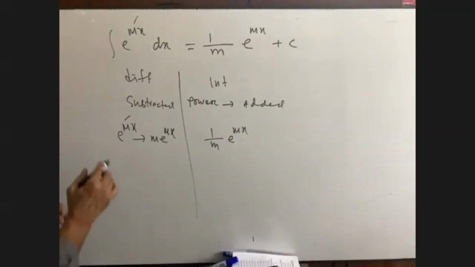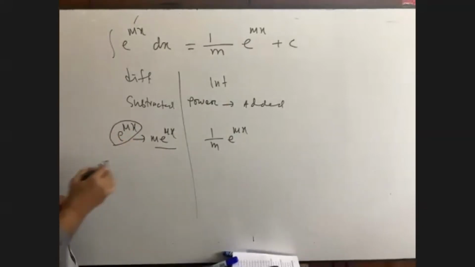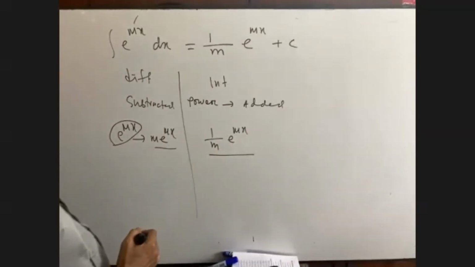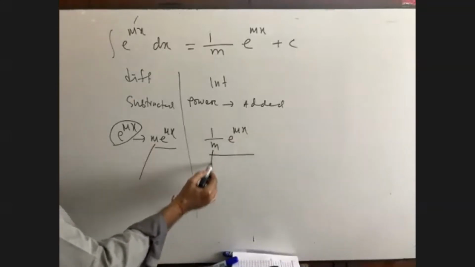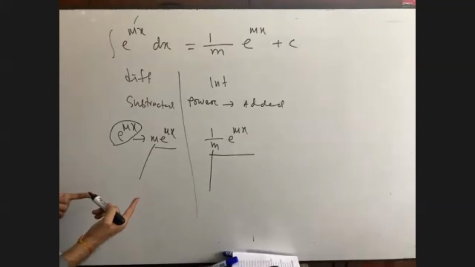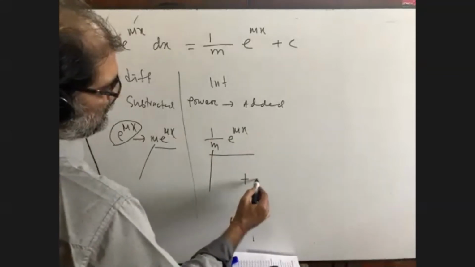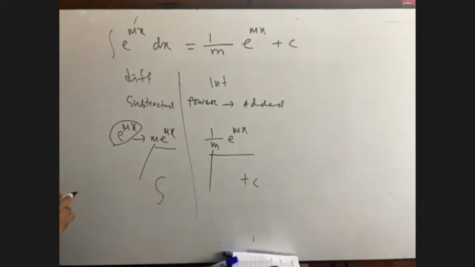Okay. The differentiation of e to the power mx is this. But the integration of e to the power mx is this. So what is the difference? Here it is multiplied, but here it is divided. I think you have got me. And here there is a question of having plus c, but here there is no question of having plus c or minus c or anything.